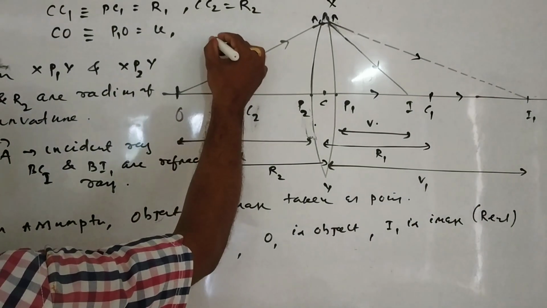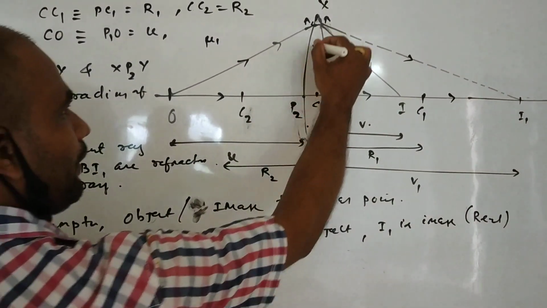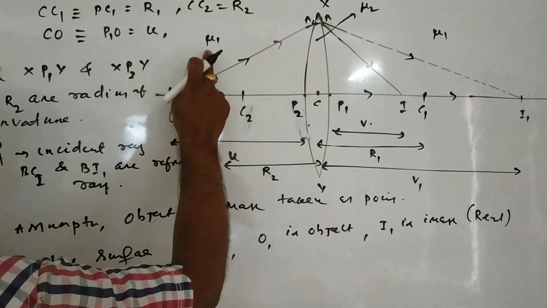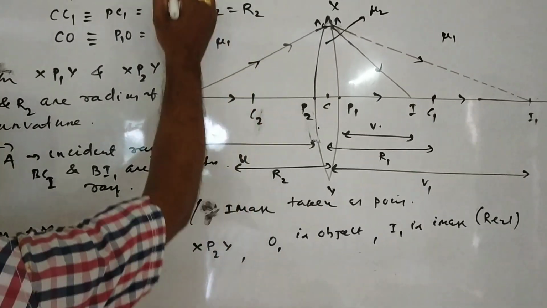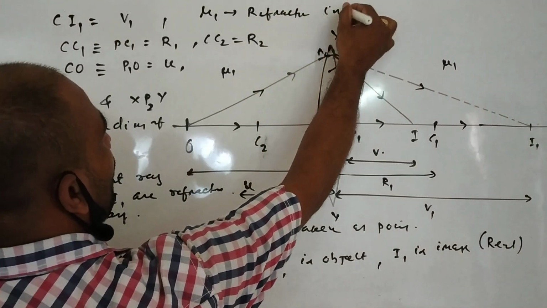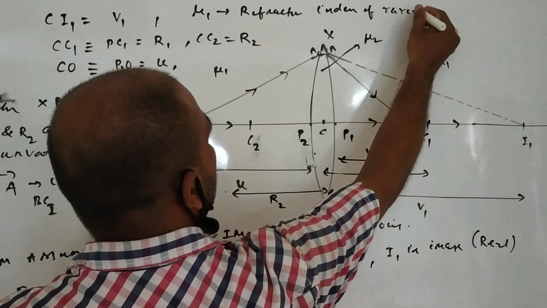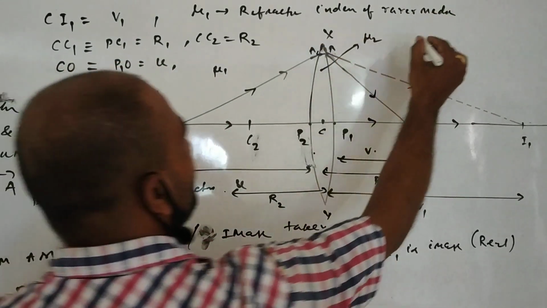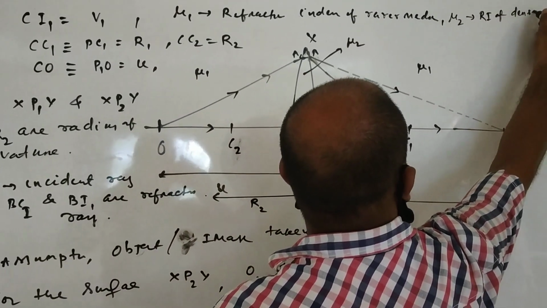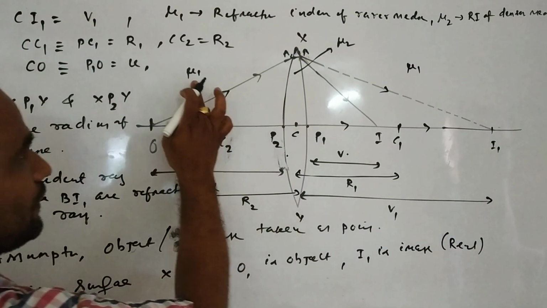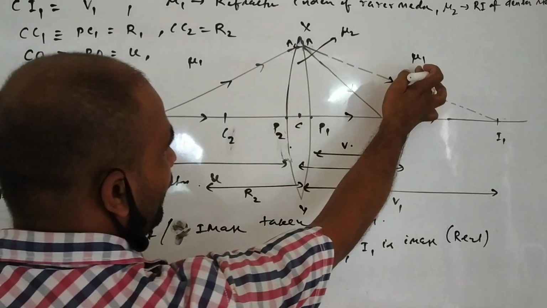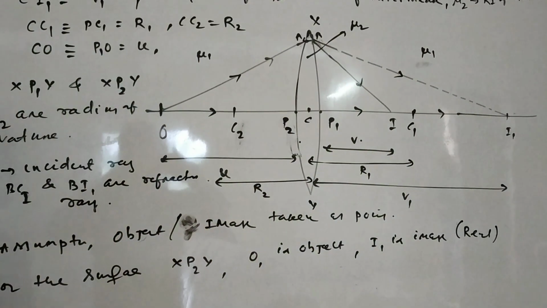So this is the rarer medium having refractive index mu1, this is the denser medium having refractive index mu2, and again the rarer medium with mu1. mu1 is the refractive index of the rarer medium and mu2 is the refractive index of the denser medium. This is the lens, a solid medium having refractive index mu2, and again rarer medium with refractive index mu1.